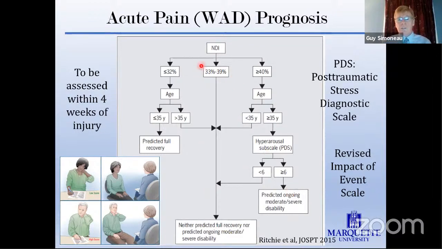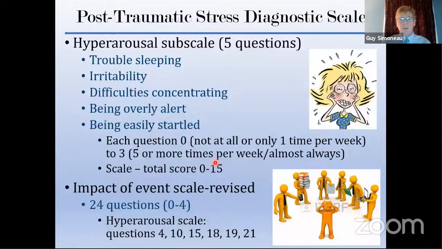And then we're left with a lot of people here. This will identify a portion of the people with quick recovery. This will identify a portion of people that will have moderate to severe disability. But we also have the gray zone here where people can go in either direction. So to help us decide which way those people will lean, we have additional tools that we can use.